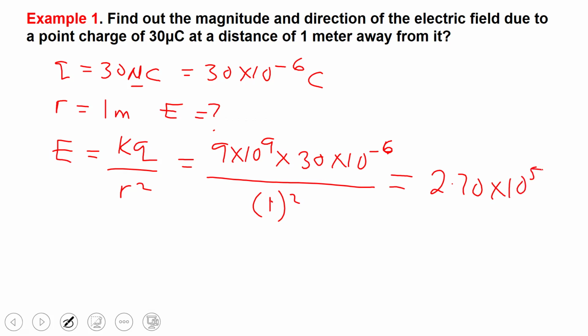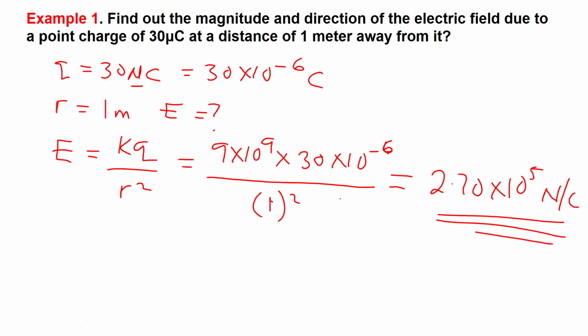And what is the unit of electric field intensity? The unit of electric field intensity can be volt per meter or Newton per coulomb. So let's use Newton per coulomb. So this is the answer for this question. So then let's look at also another example.